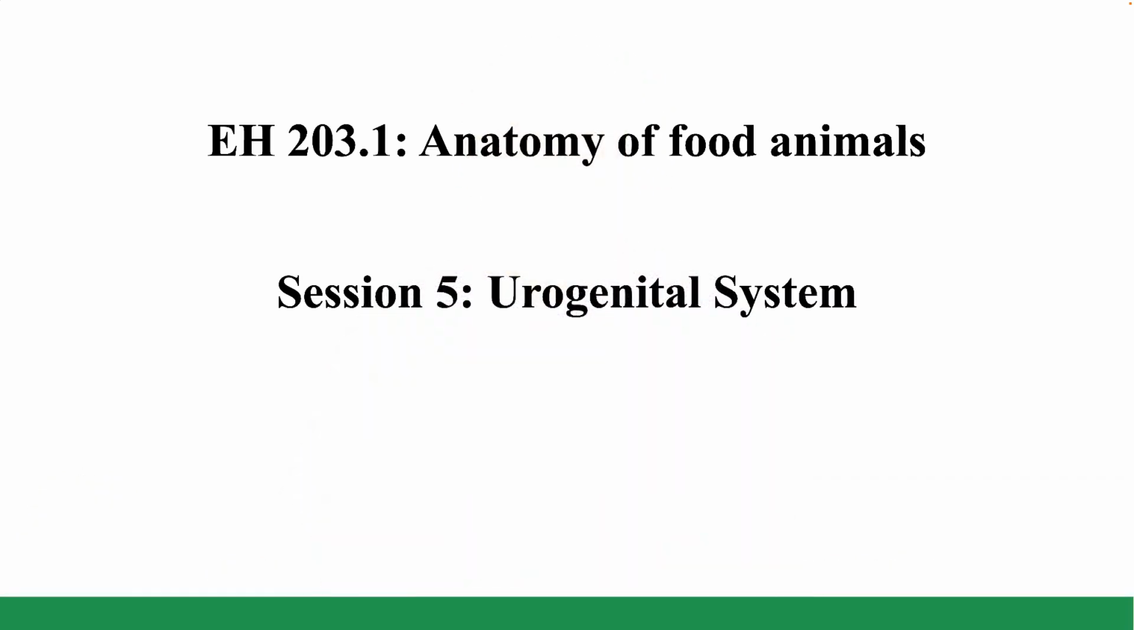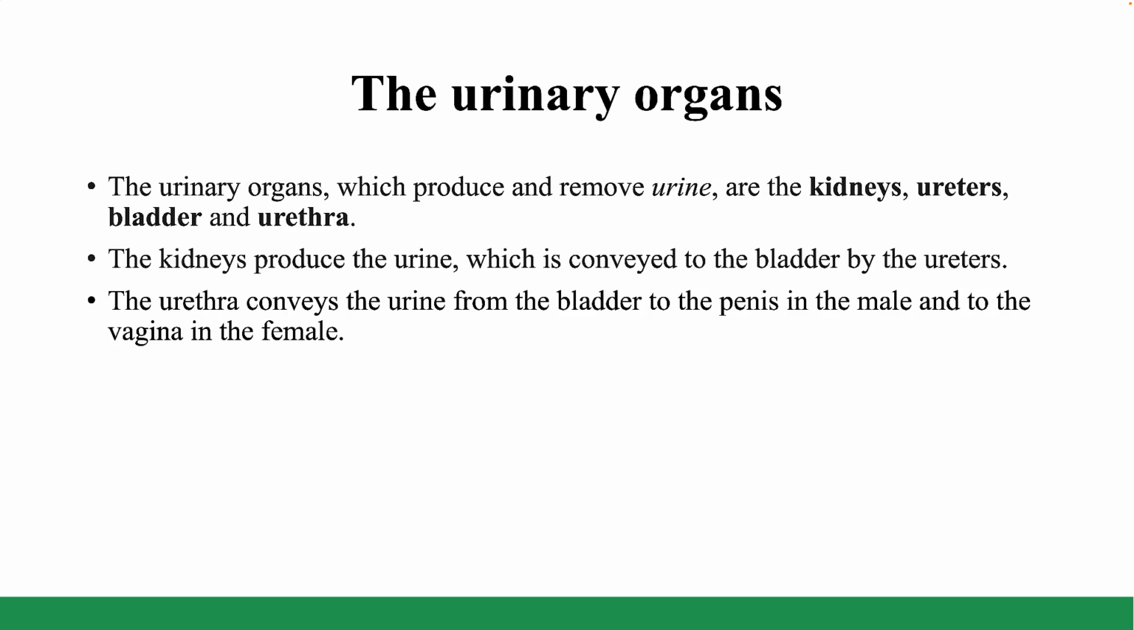Hello, welcome again to the fifth session of the anatomy of food animals, and now we are going to talk on the urogenital system, the urinary and genital system of food animals. Particularly, we are going to focus on how comparatively these systems differ among different species of food animals that we normally consume.